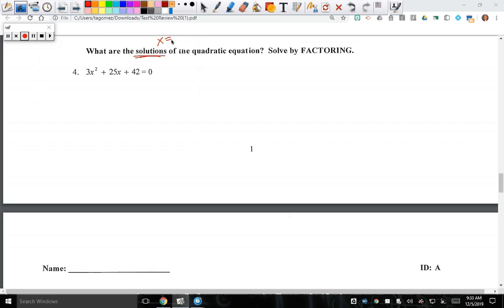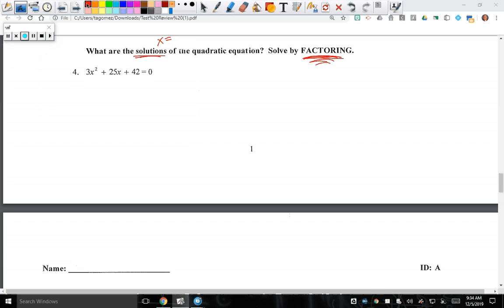So guys, this is what I was talking about. If we tell you specifically what to do, you have to do it that way. Otherwise, all your work points, which is the majority of the question, you won't get on that question. Okay? So here we go.